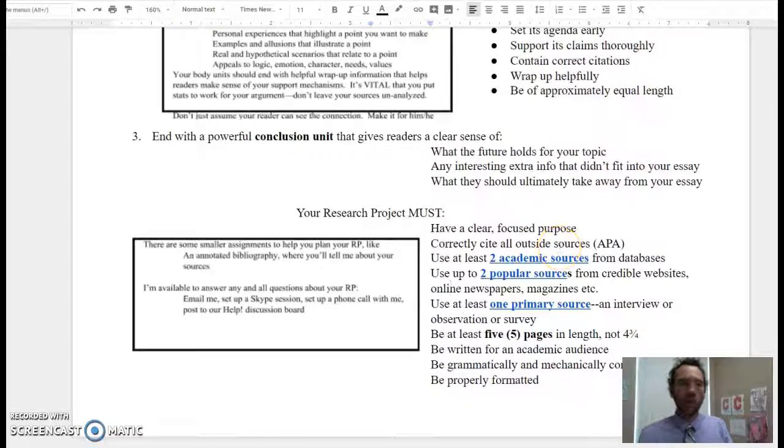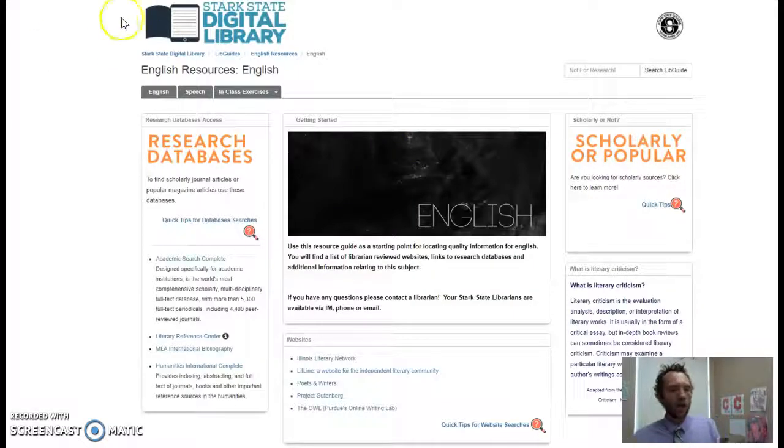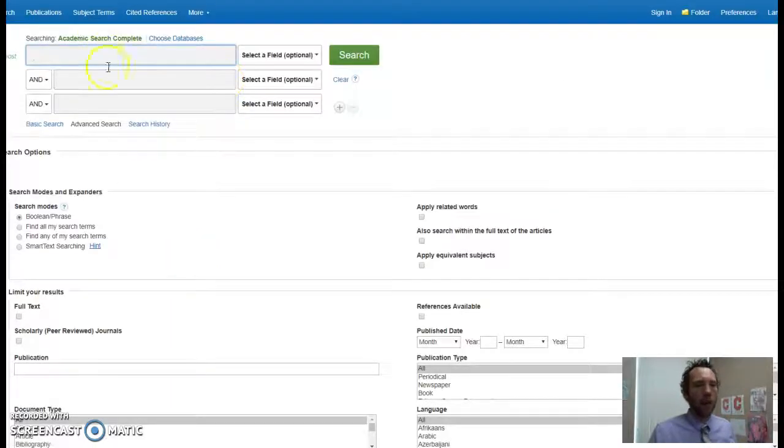So 2 academic sources from databases. So there's a nice easy link to the Stark State Digital Library and the English resources. You can see research databases. My number 1 here is right here, the Academic Search Complete. Let's see how it opens up there. And then I'm very big. I'll probably make a research screencast for you, but I always suggest clicking on full text so that you can look at the source right away.